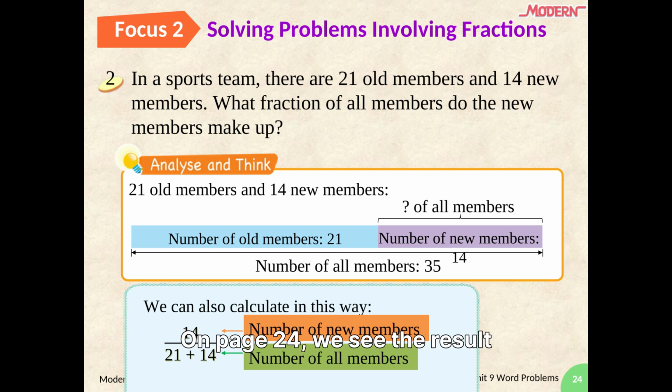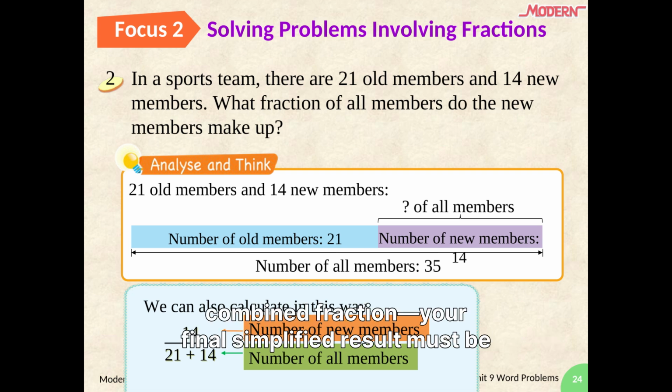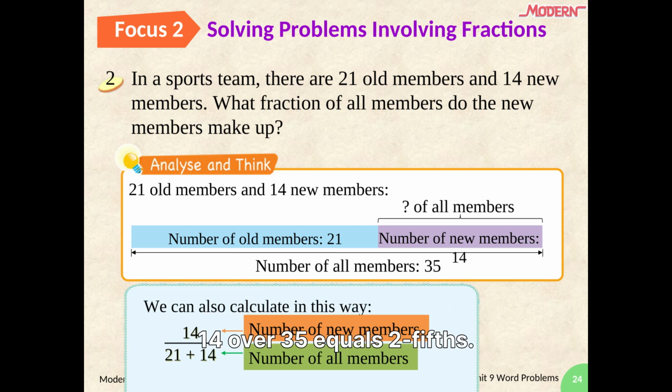On page 24, we see the result of our one-step calculation. It leads us back to the same 14 over 35, and then our familiar 2/5. Consistency is key. Thinking way. No matter which path you take, calculating the total first or using the combined fraction, your final simplified result must be the same. 14 over 35 equals 2/5. This confirms that our addition and our simplification were both correct. It's a great way to check your own work.